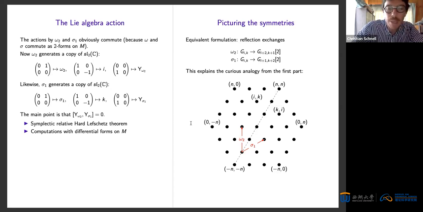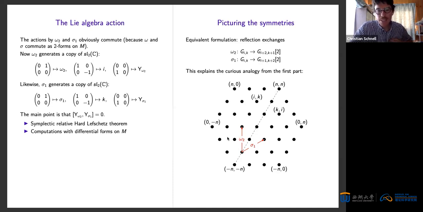I did partly explain it, because the relative Hard-Lefschetz for omega is this analysis result, and the Hard-Lefschetz for sigma is my relative Hard-Lefschetz theorem. But the situation is actually a little better because I have this explicit symmetry here, this reflection in the diagonal that exchanges i and k. The action by omega 2 increases i by 2 and increases k by 1, so it's this arrow here. The action by sigma 1 increases i by 1 and increases k by 2.